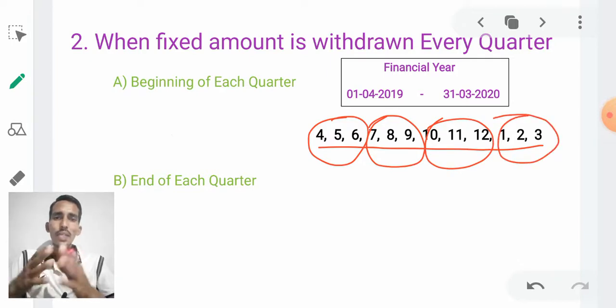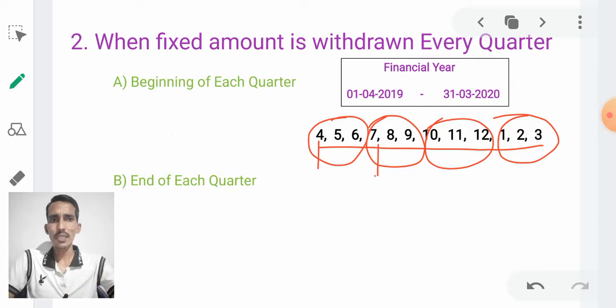So if in the problem it is given as quarterly, the partner withdraws 4 times. If he withdraws in the 4th month, next he withdraws in the 7th month, leaving 2 months. If he withdraws in the 7th month, next he withdraws in the 10th month. If he withdraws in the 10th month, then he withdraws in the 1st month. It is called beginning of each quarter.